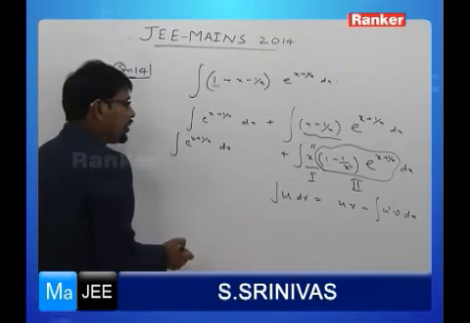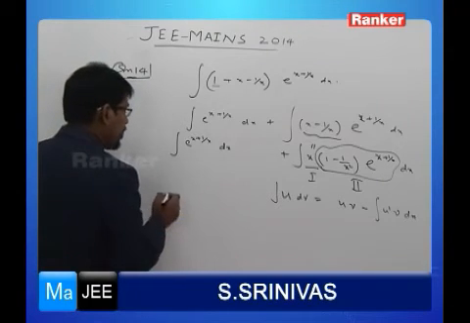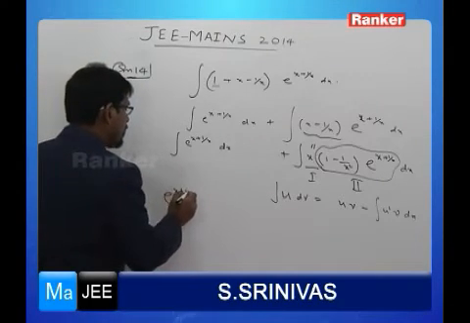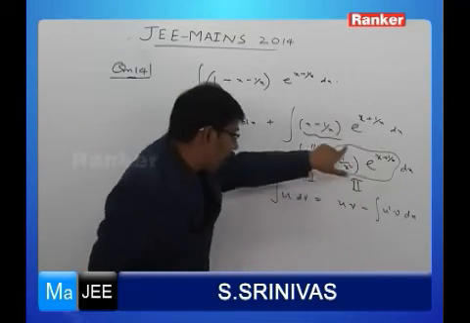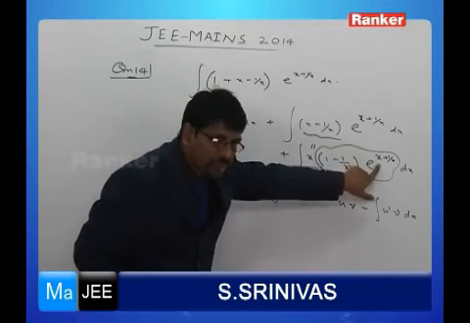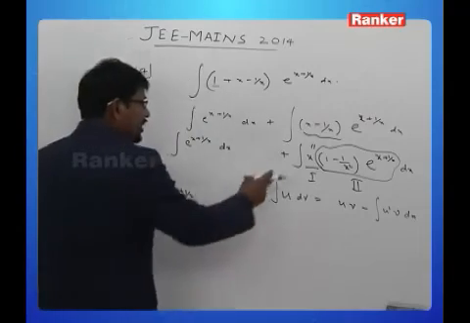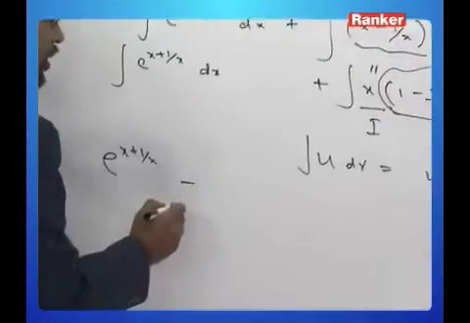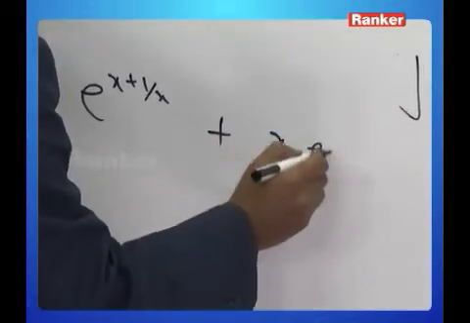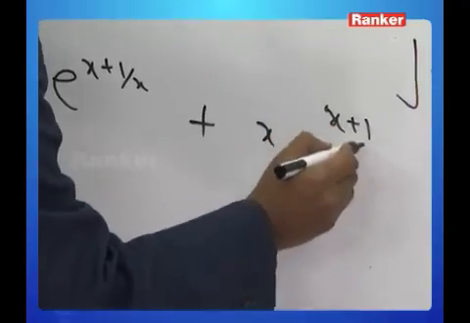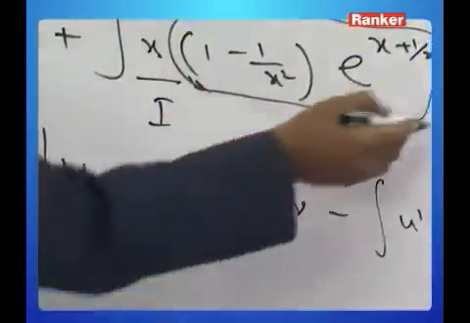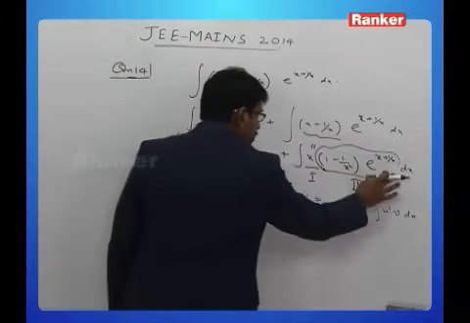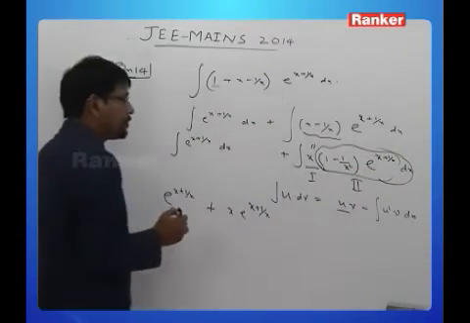So let's use that here. What do you have here? e power of x plus 1 by x. Now this is like u and this is like dv, the differential of e power of x plus 1 by x. So when I integrate it, I'm just going to get x into e power of x plus 1 by x. u is x, and this entire thing up to here is dv.